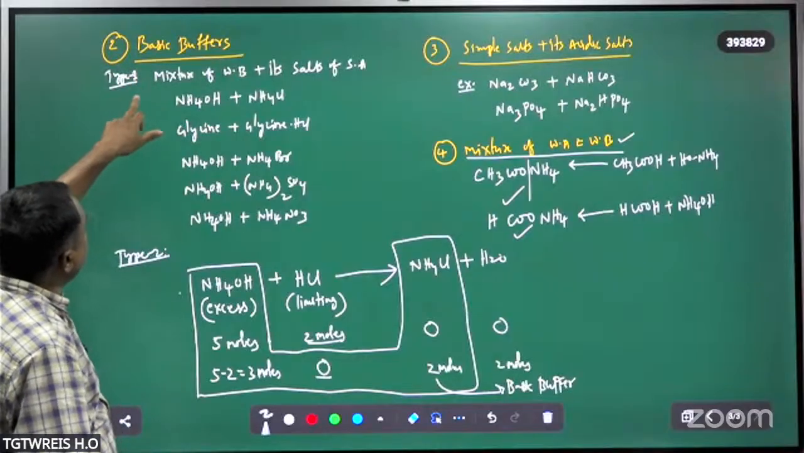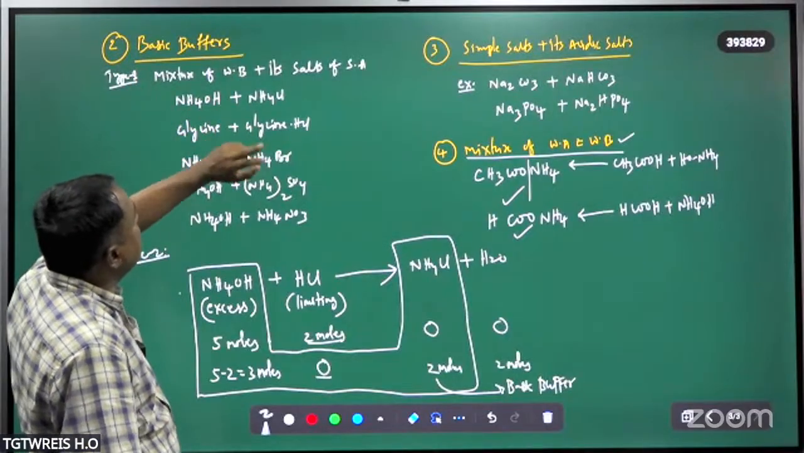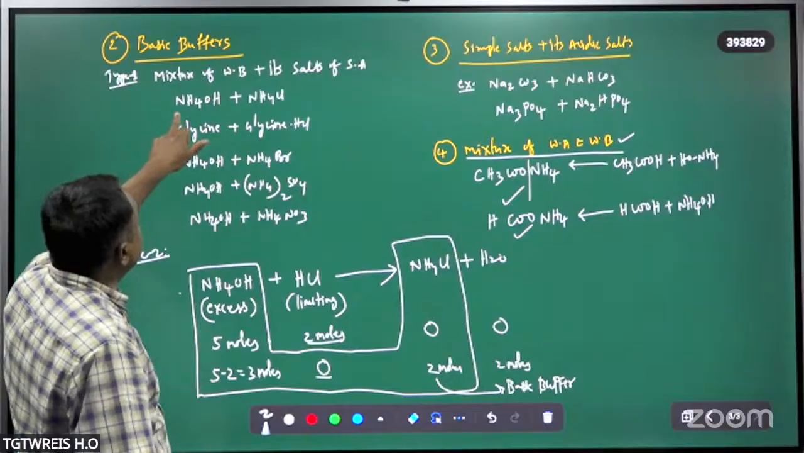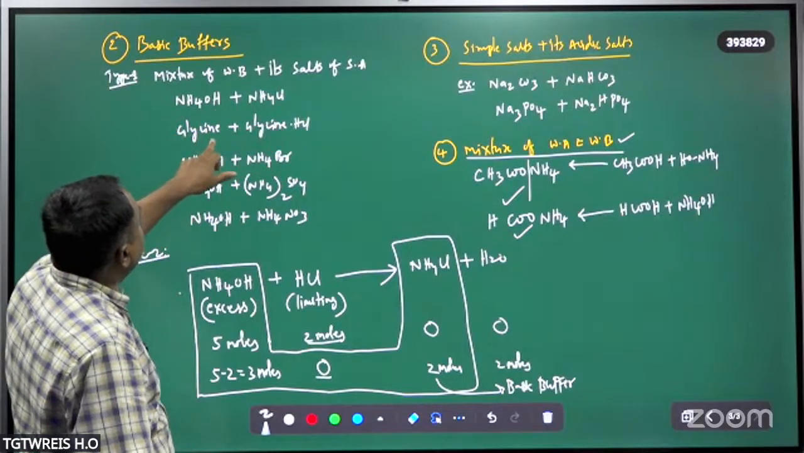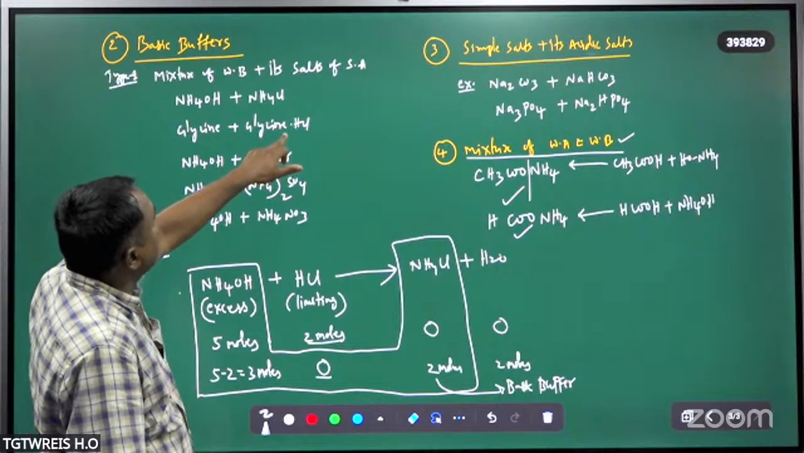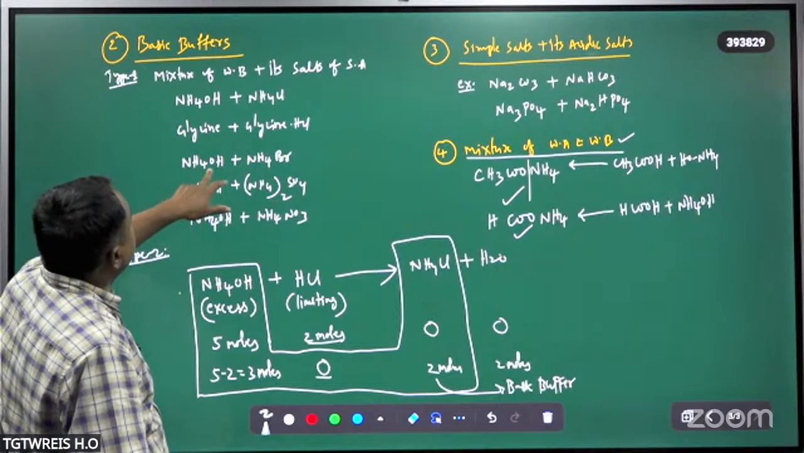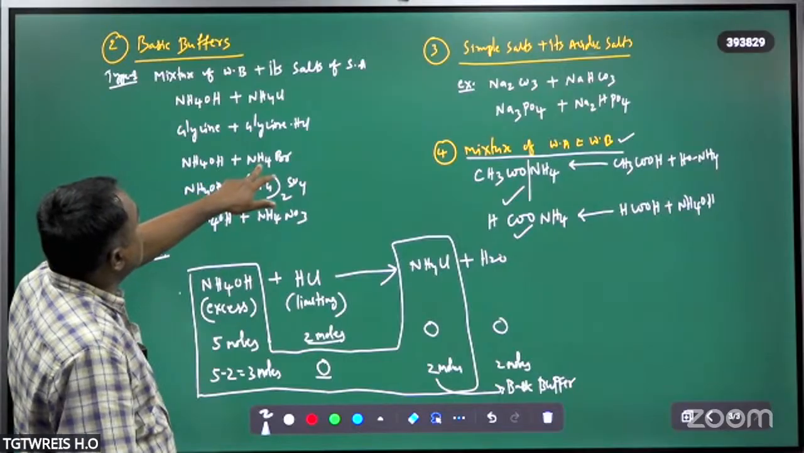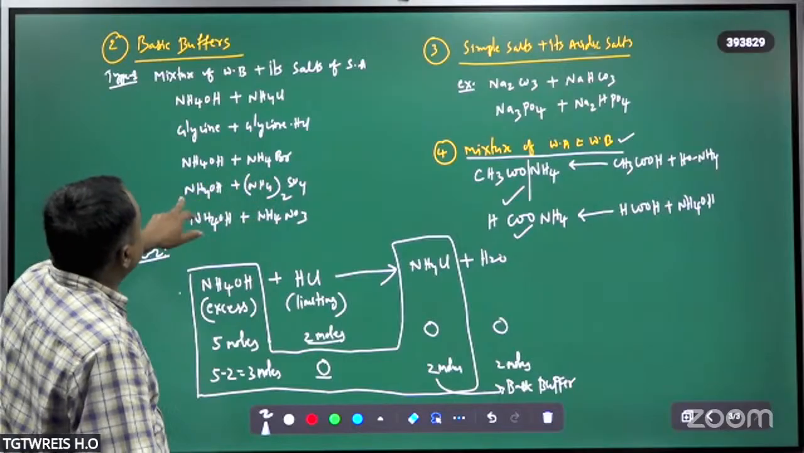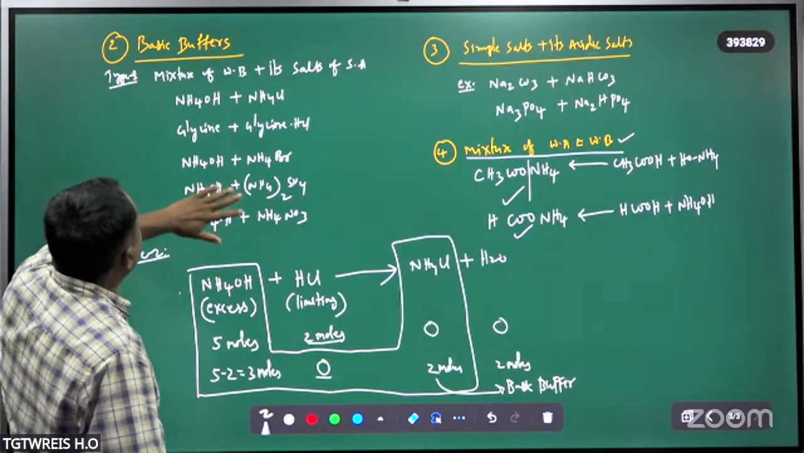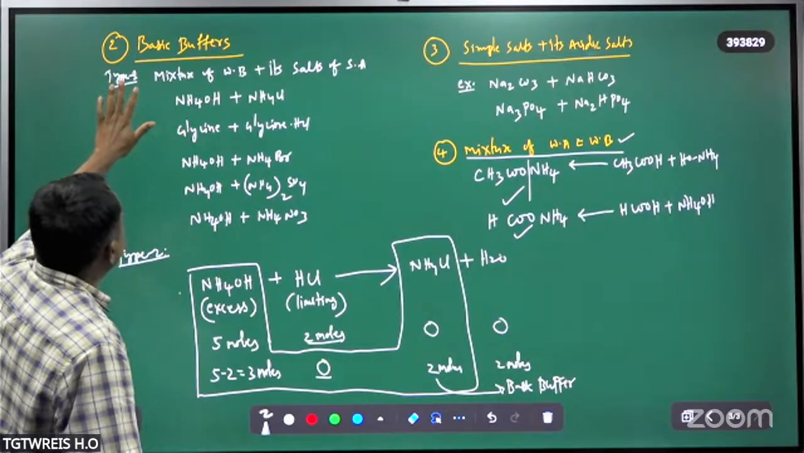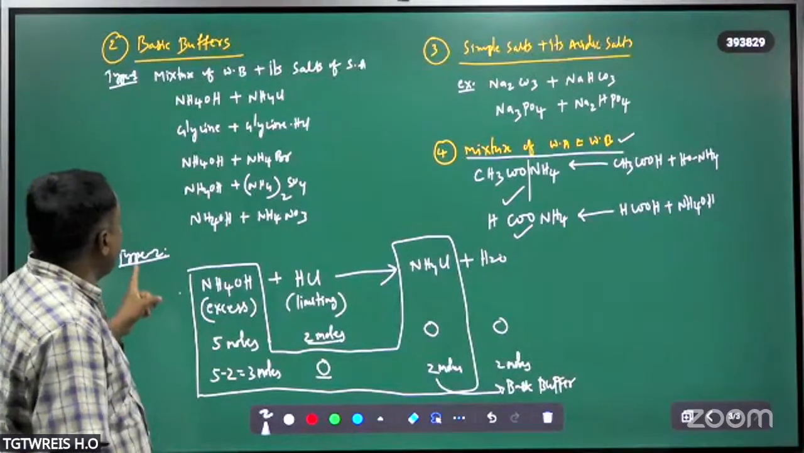In this, the first type is a mixture of weak base and its salt of strong acid. So this is a weak base and this is the salt of its strong acid. This is NH4OH, the weak base, and this is the salt of its strong acid. Therefore, all these work as buffer solutions. And the second type is the indirect method.